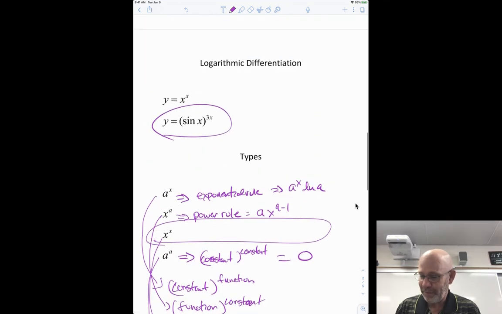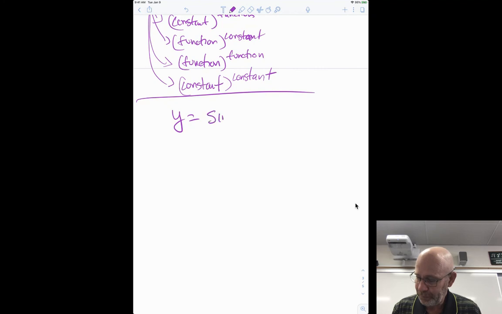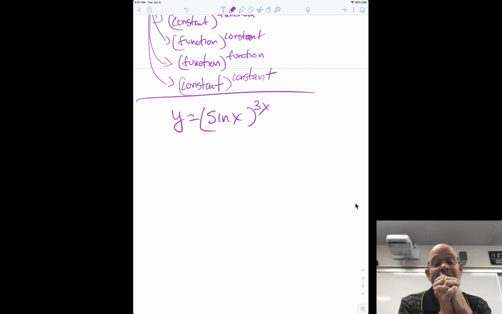Y equals, let me find it again, sorry, sine x to the 3x. So anytime you see a power to a power, actually you could do this for any time you see power. You don't really want to do it for the other ones because we have nice little rules, but this method I'm about to show you works for the power rule also. It'd be a waste of time. It also works for the exponential rules, but you have memorized formulas for those, so it's a lot easier.